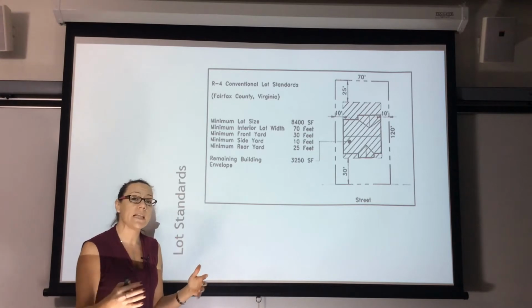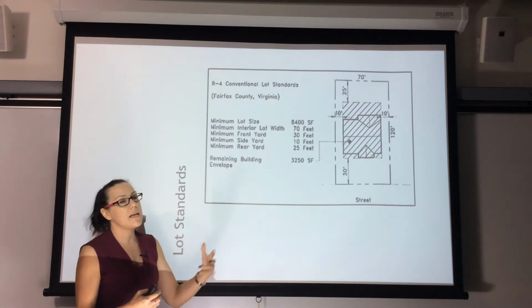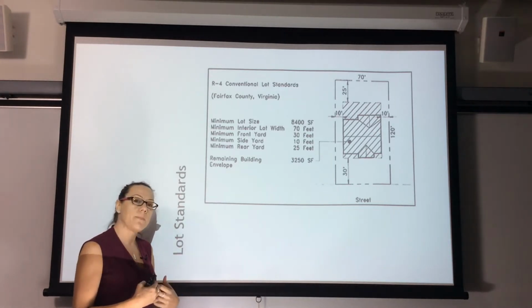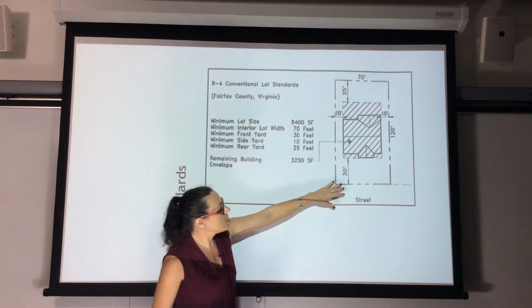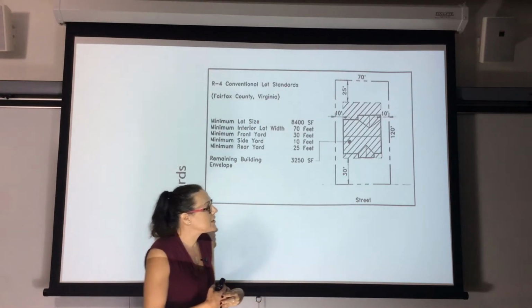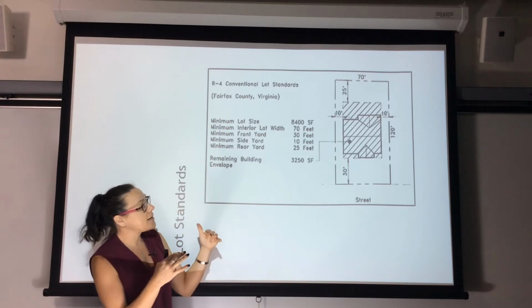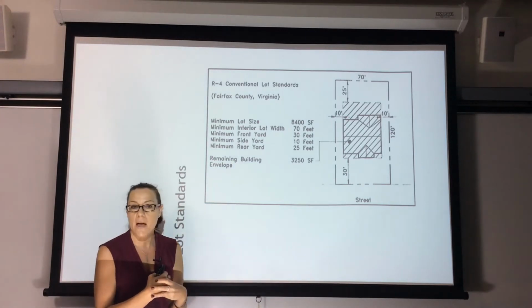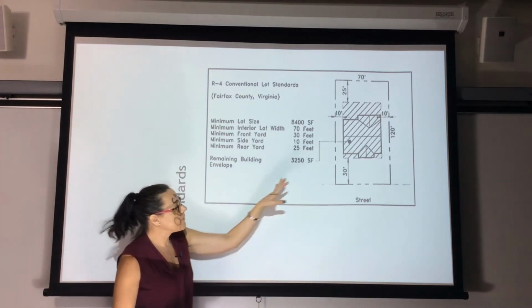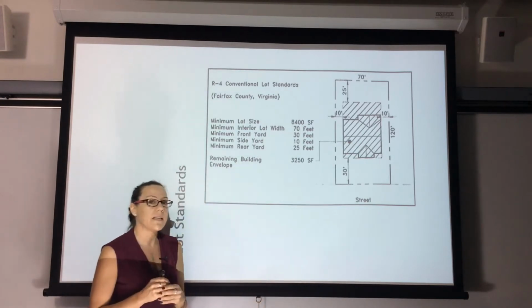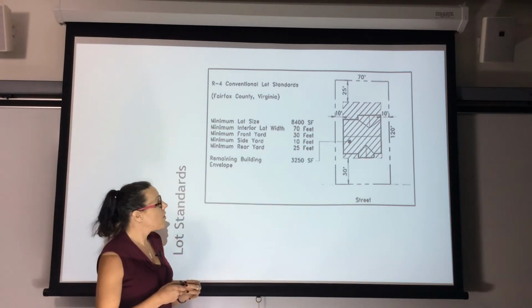Then you have side yard setbacks. That means you can't build anything in these areas. So when somebody says, what's the setback, they mean, what is the buildable area? This one has a 30-foot setback to the building, 10-foot side yard setbacks, and a 25-foot rear setback. That means everything in the hatched area is the only place that you can build your home.